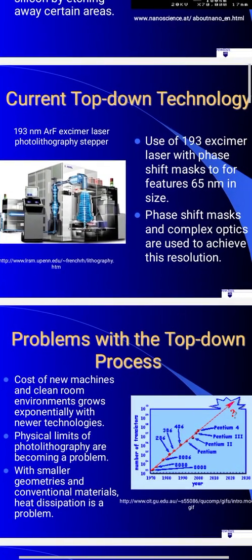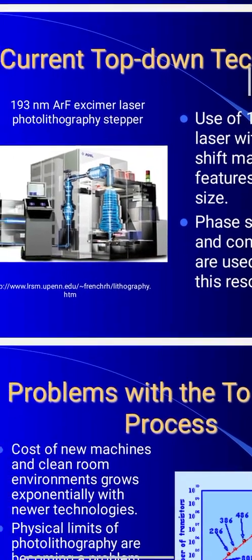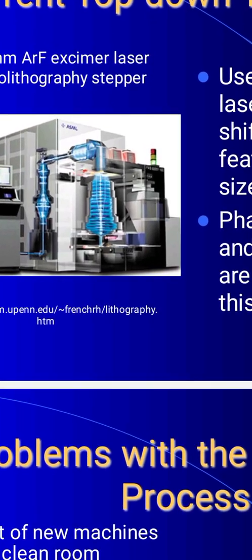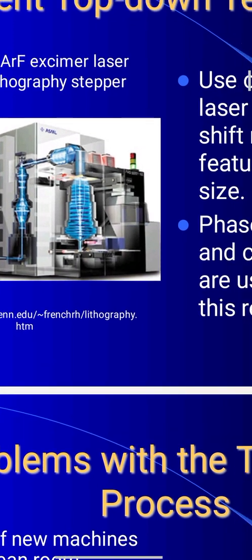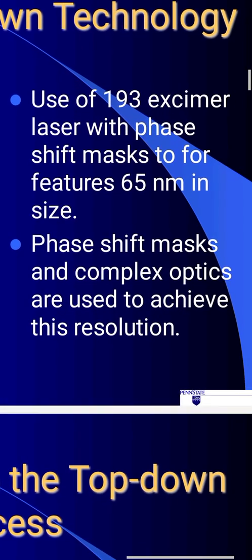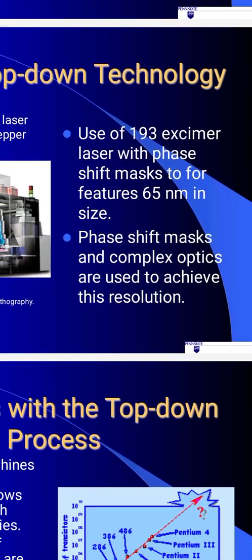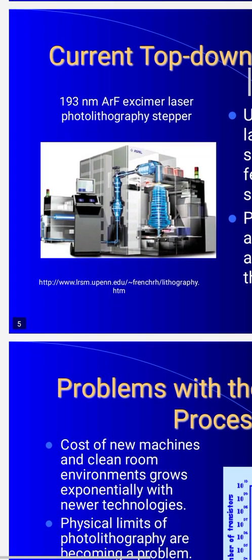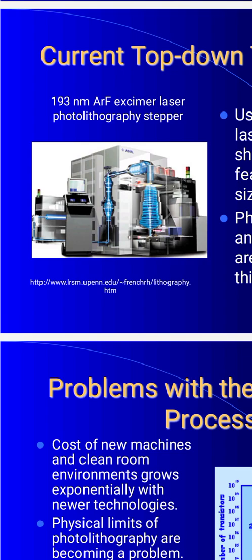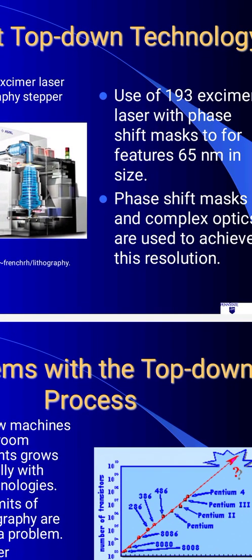I will not go into the real structure of this machine because it's very complicated. We need complex optics to get the highest resolution, and phase shift masks are necessary to make the features up to 65 nanometer size. This laser has a wavelength of 193 nanometers. Still we are making 65 nanometer size structures. How will you do that?